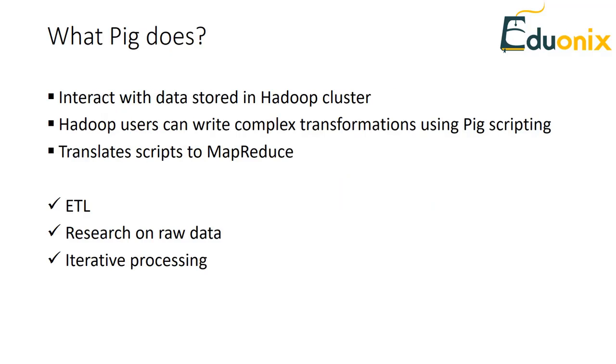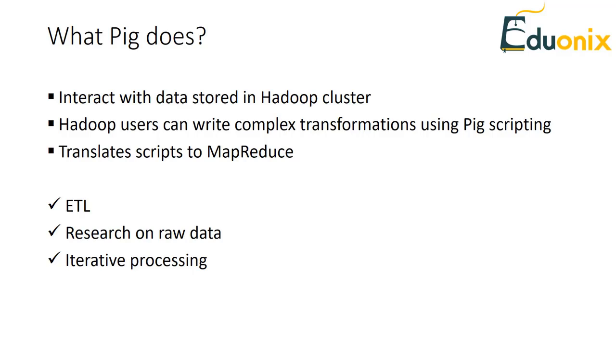Let's see what actually Pig does. Apache Pig allows Hadoop users to write complex MapReduce transformations using a simple scripting language called Pig Latin. Pig translates this Pig Latin script into MapReduce jobs so that it can be executed within YARN for access to a single dataset stored in the Hadoop Distributed File System, which is HDFS. To analyze data using Pig, programmers need to write scripts using the Pig Latin language. All these scripts are internally converted to map and reduce tasks. Apache Pig has a component known as Pig Engine that accepts these Pig Latin scripts as input and converts those scripts into MapReduce jobs.